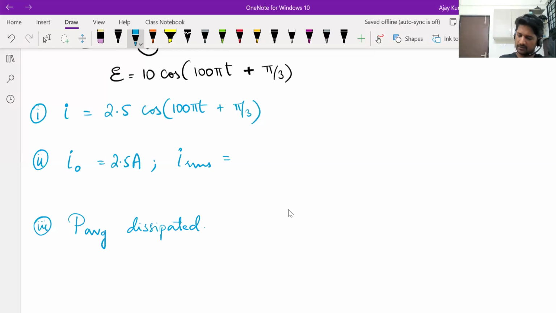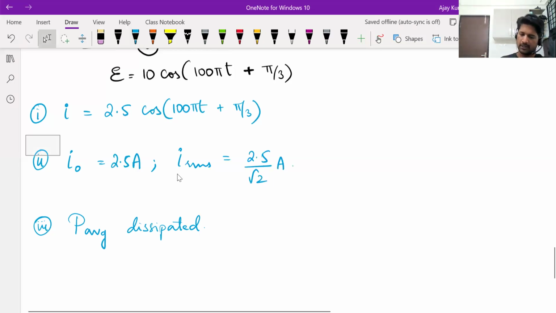Isha, tell me how much is the RMS value? You can keep the root 2 as it is if it is there. Okay, Rishi, you tell me how to get the RMS value of current. I naught by root 2, sir, which is 2.5 by root 2. Okay. So it's a cos function. For a cos function or a sine function, the RMS value will be the peak divided by root 2. So 2.5 divided by root 2 ampere. This is like the effective current in this circuit for power calculations.